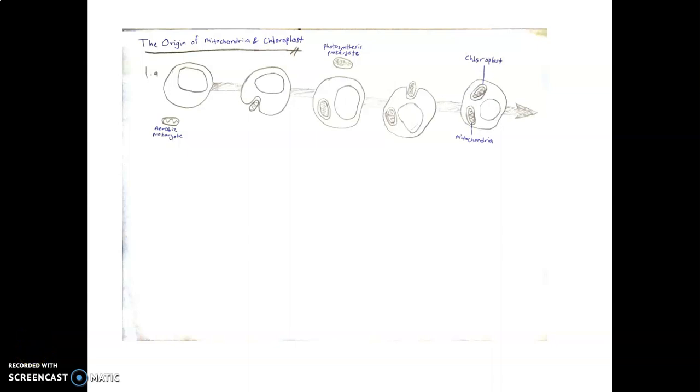Okay, firstly, I will talk about the origin of mitochondria and chloroplasts. Mitochondria and chloroplasts likely evolved from engulfed prokaryotes that once lived as independent organisms. At some point, a eukaryotic cell engulfed an aerobic prokaryote, which then formed an endosymbiotic relationship with the host eukaryote.